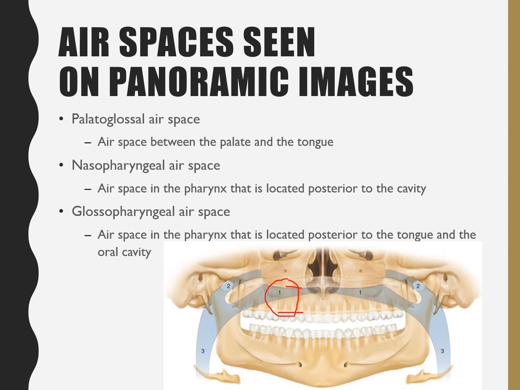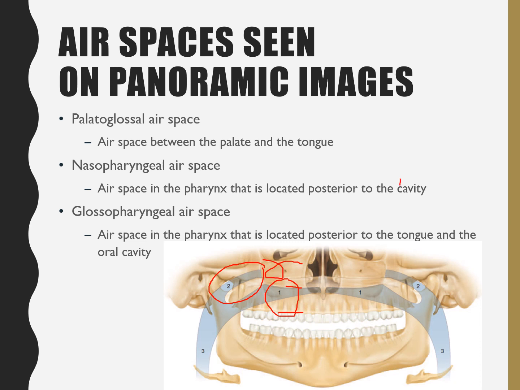Number 2 is the nasopharyngeal airspace. Whenever I think of the pharynx, I think of the back of the throat, right? So the nasopharyngeal is the back of the throat. Between the nose and the throat is going to be this space, number 2, and it is the airspace in the pharynx that's located posterior to the nasal cavity.